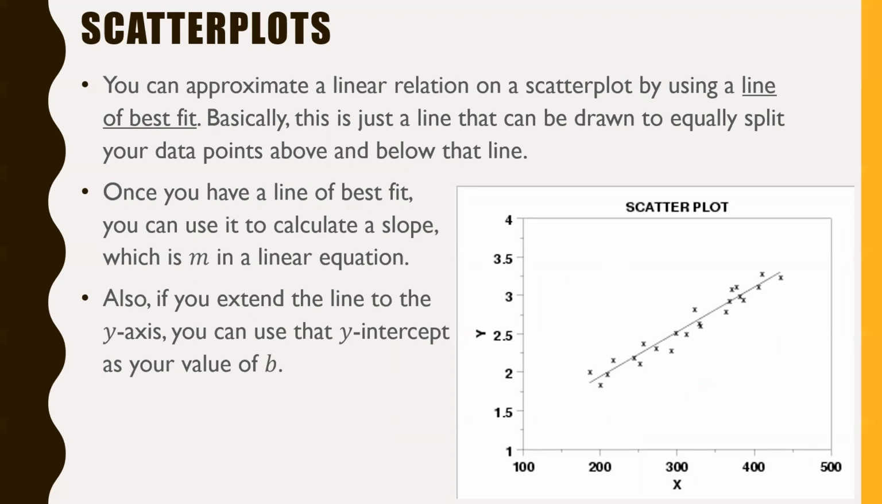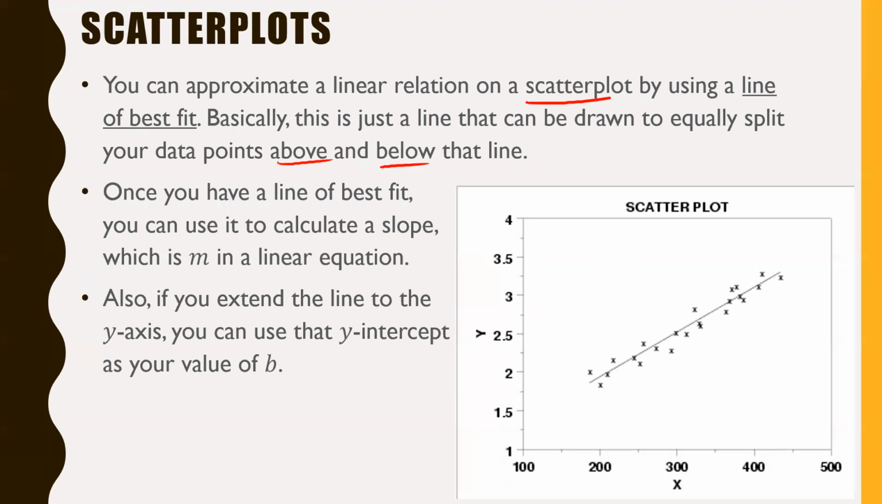You can approximate a linear relation on a scatter plot by using something called a line of best fit. Basically, this is just a line that can be drawn to equally split your data points above and below that line. Now, I'm going to stop here for a second and let you know that drawing a line of best fit is not an exact science. At least I would argue it's not an exact science.